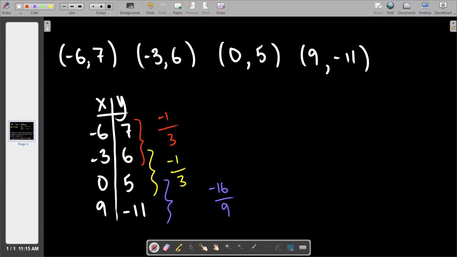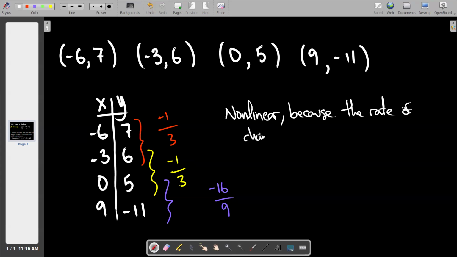This would be an example where you'd have 3 dots in a row, nice and agreeable, and then the fourth one would go out rogue someplace else. So this time we're going to say that the data is non-linear, comma, because the rate of change is not constant. To be linear, that rate of change has to stay constant throughout the entire relation. It can't change even a little bit at any point in time. All right, let's do a couple more.